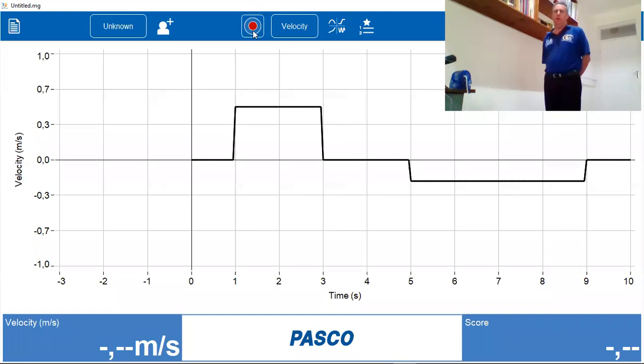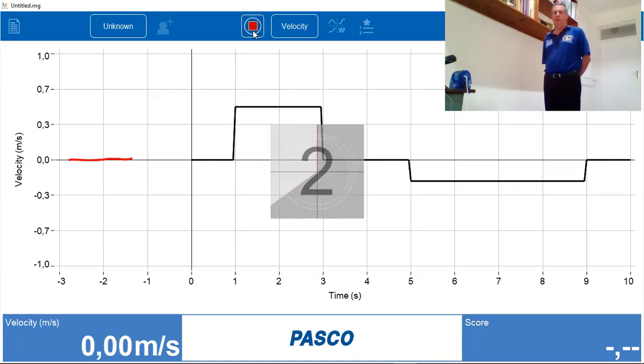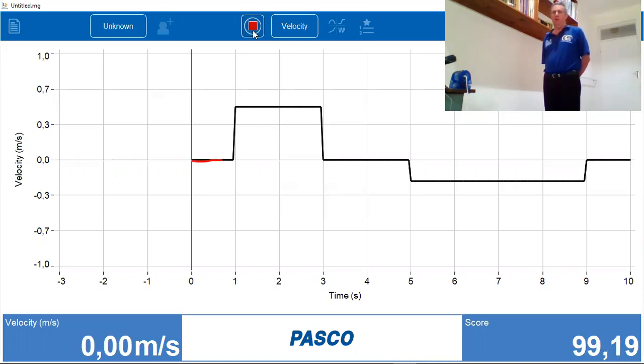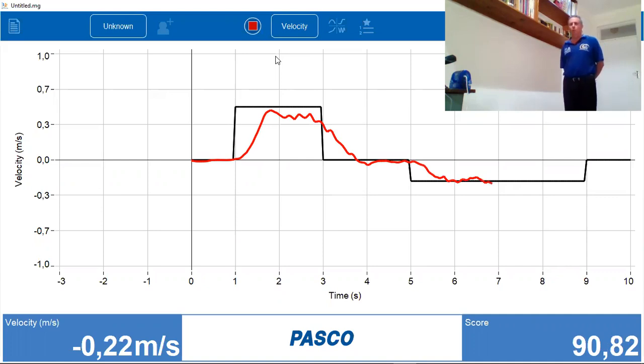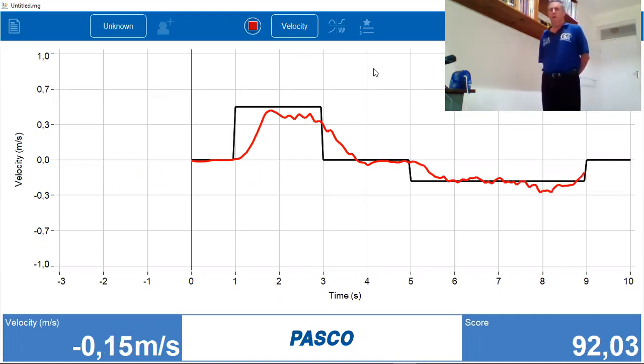So let's give this one a try, although this is very difficult, but I'll do my best. Let's go. Standing still, getting ready for the start. Right, stand still, walk away at constant velocity, stand still again, come back at slow forward velocity, and stand still. 92.72, actually I'm quite proud of that. That's great.